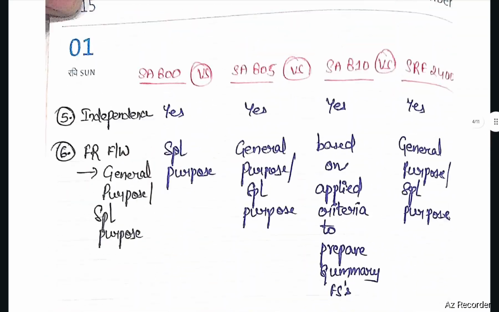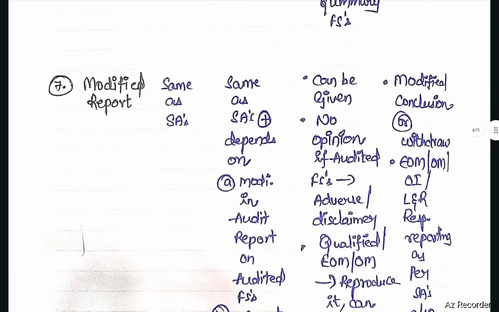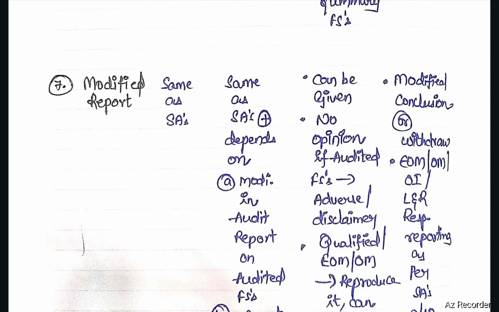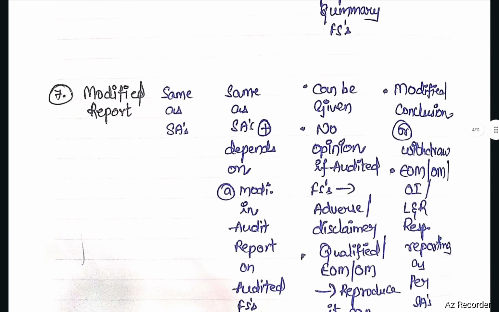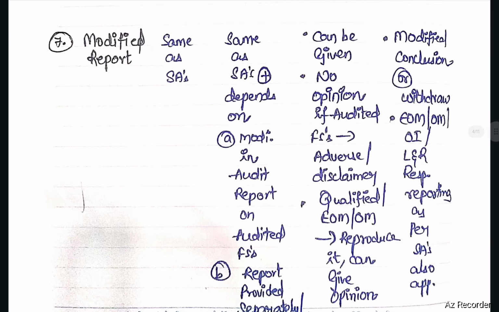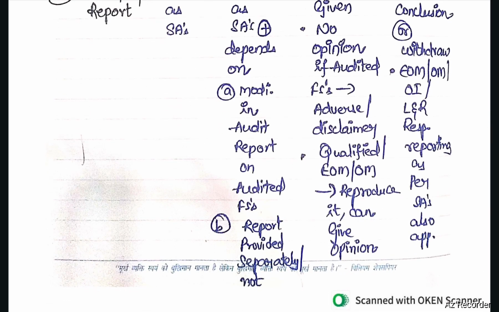Next. As per SA 810, whether modified report can be given in case of SA 810, that is summary financial statements, answer is yes. No opinion if audited financial statements have given adverse or disclaimer opinion, and qualified or emphasis of matter paragraphs or other matter paragraphs should be given. If qualified or emphasis of matter paragraphs or other matter paragraphs are given, then reproduce it. It can give as separate opinion.